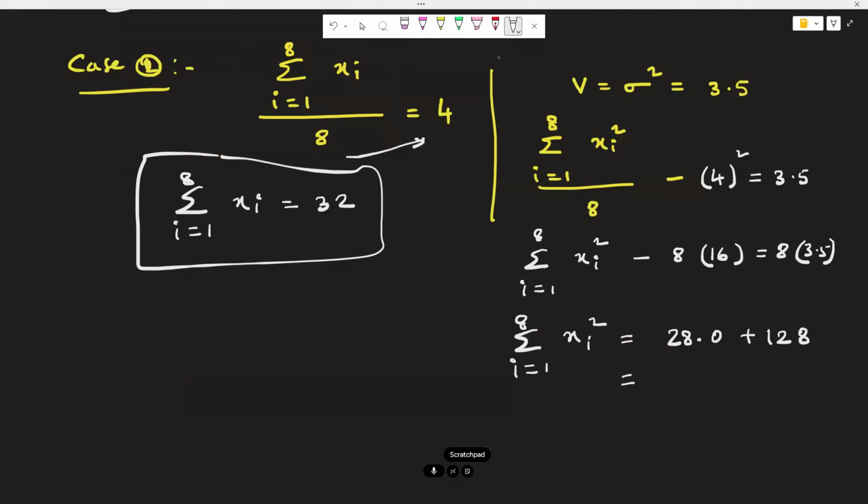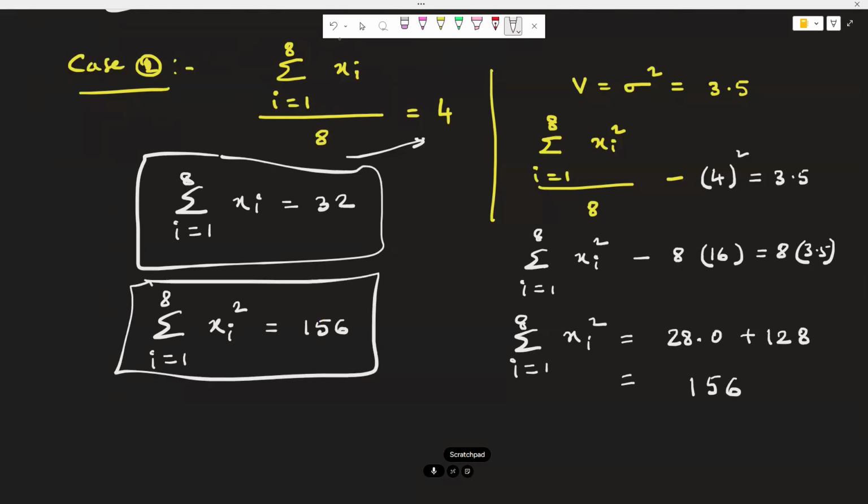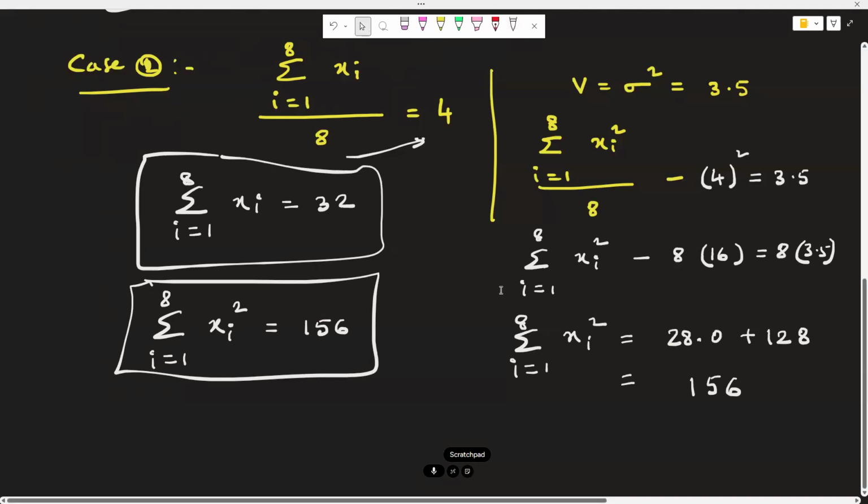So both are added together. 8 plus 8, 16, and 1 carried forward. 2 plus 2, 4, and 5. And so 156. Therefore, sigma i equal to 1 to 8 xi square is equal to 156. Okay. Clear these two equations?